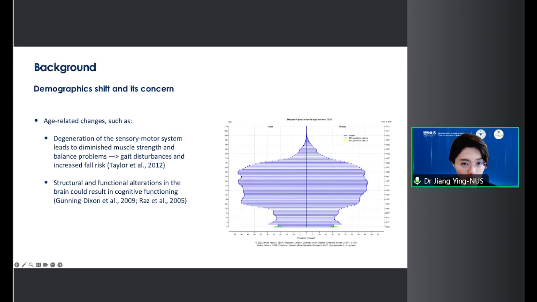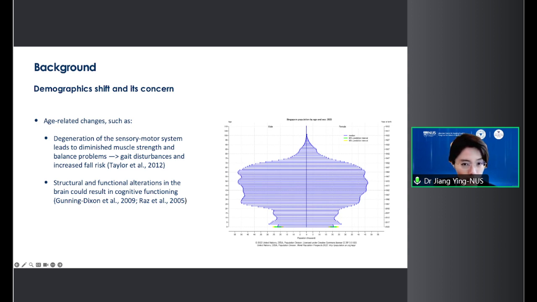Prof. Wenru mentioned earlier that Singapore is undergoing a demographic shift, so our population is aging very fast. There are definitely a lot of impacts because of the aging population, such as the chronic disease prevalence on healthcare that Prof. Wenru already mentioned. The one pertinent to our research is more on the change in their functions.